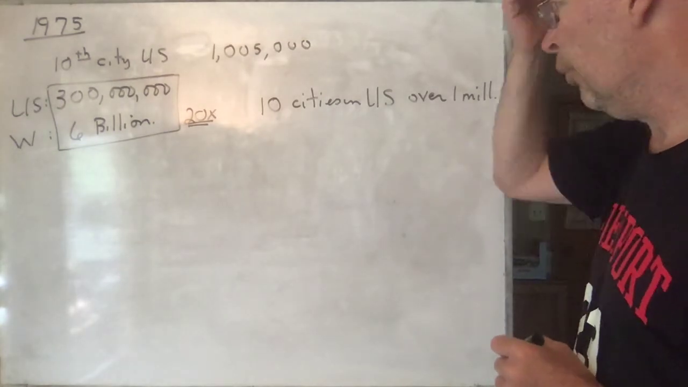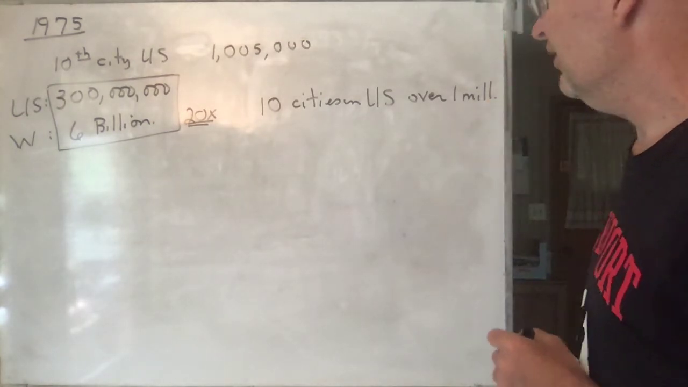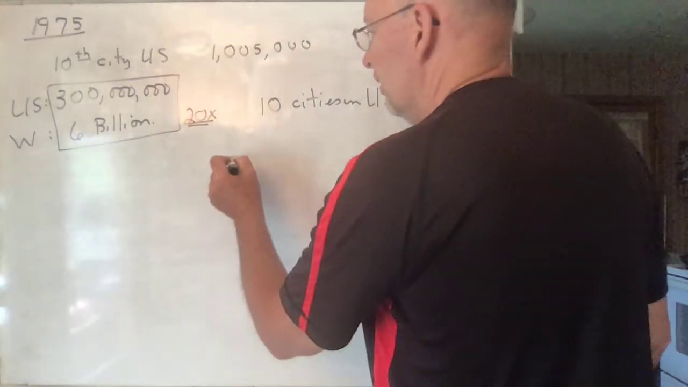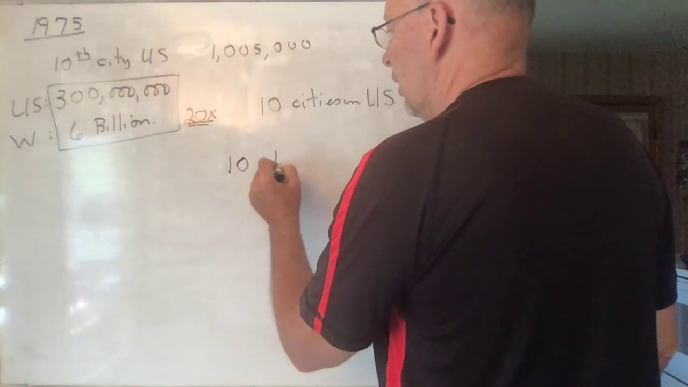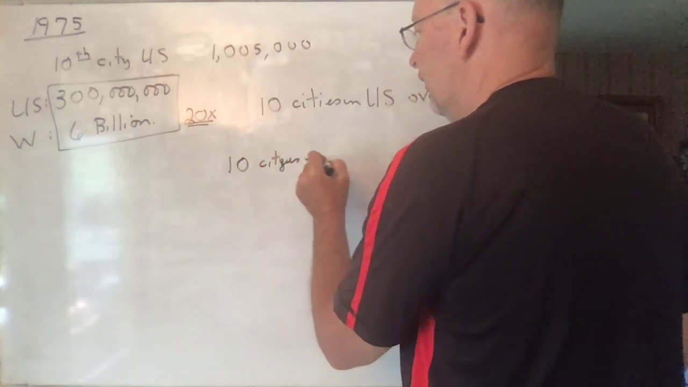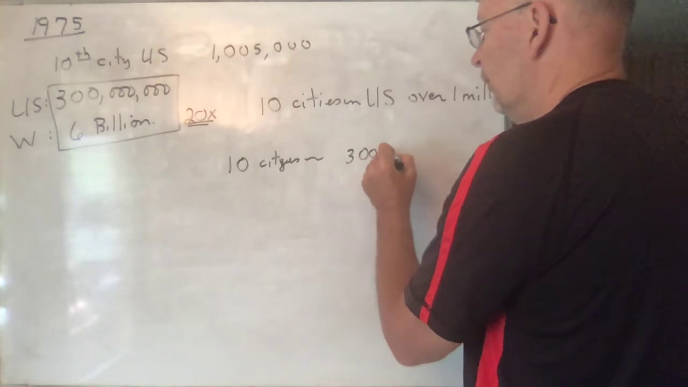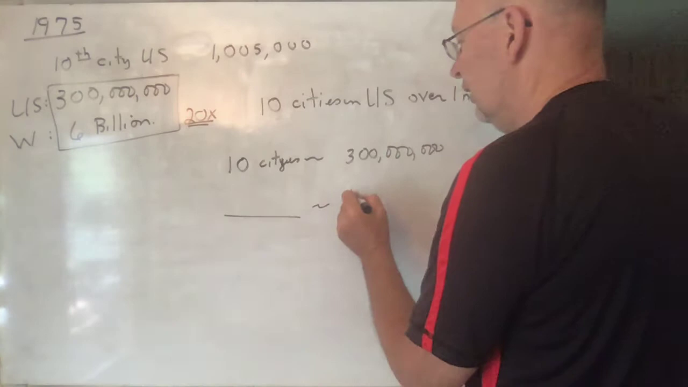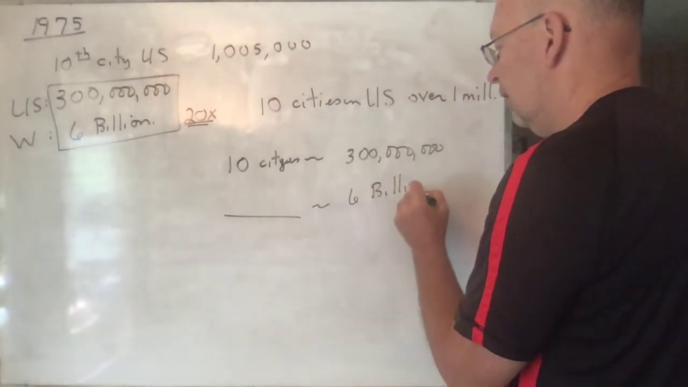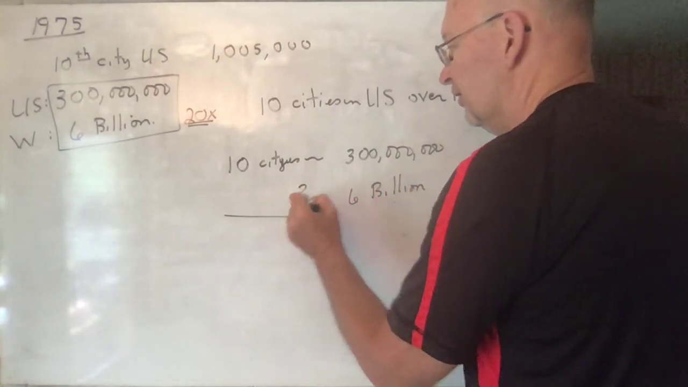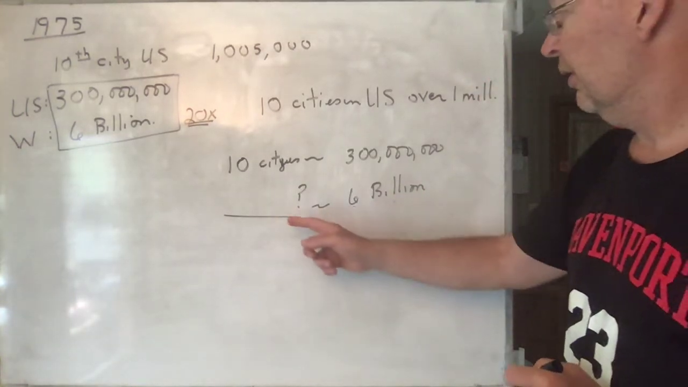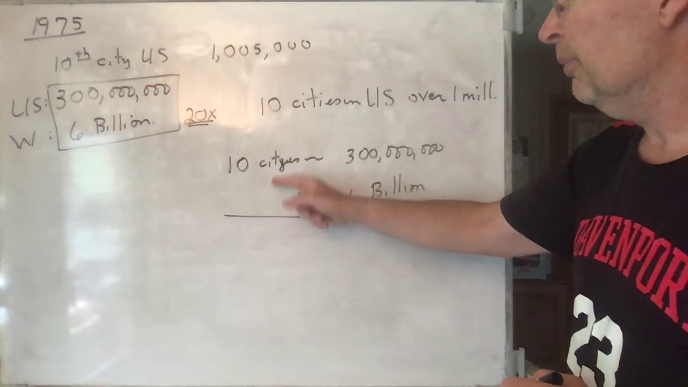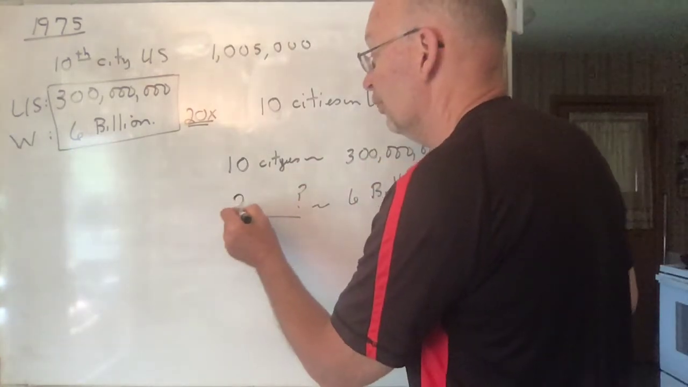So I just set up a proportion again. I said, well, basically, since there's 10 cities in the U.S. with 300 million, how many cities would there be if there's 6 billion? And I just thought, well, since this is 20 times as big, this will likely be around 20 times as big as this. In other words, roughly 200.